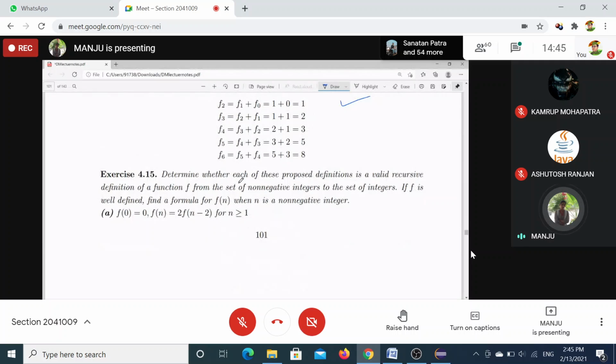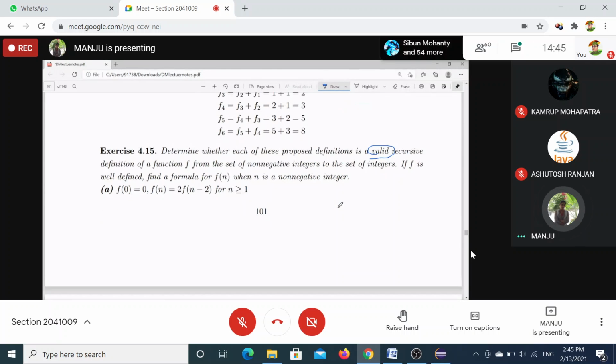Then we do this one, determine whether each of its proposed definitions is a valid recursive definition or not, from the set of non-negative integers to the set of integers. That means starting from 0 to infinity, if you are able to find the image of every element, then it is valid. Then you can give the formula, otherwise not.